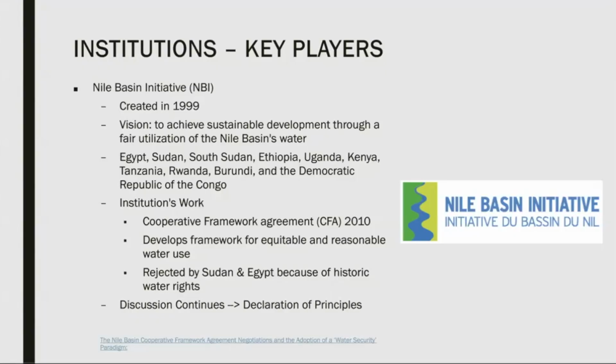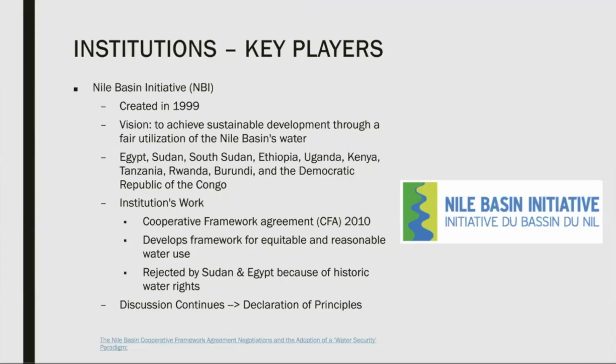So there were a handful of countries that were involved in the NBI and still are, and this includes Egypt, Sudan, South Sudan, Ethiopia, Uganda, Kenya, Tanzania, Rwanda, Burundi, and the Democratic Republic of Congo. Some of the institutions work.